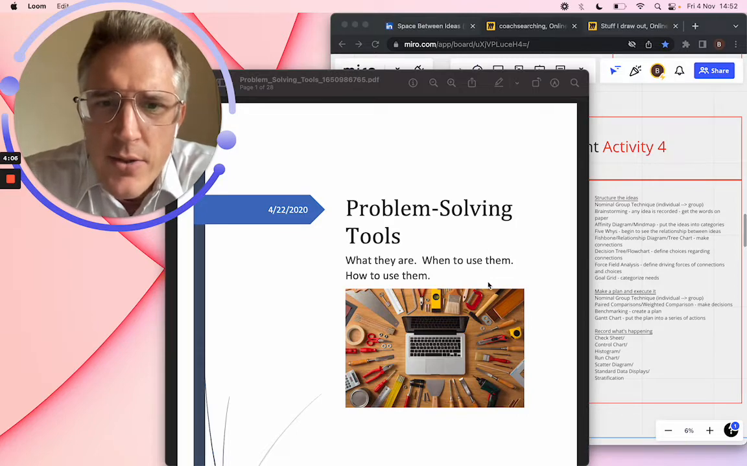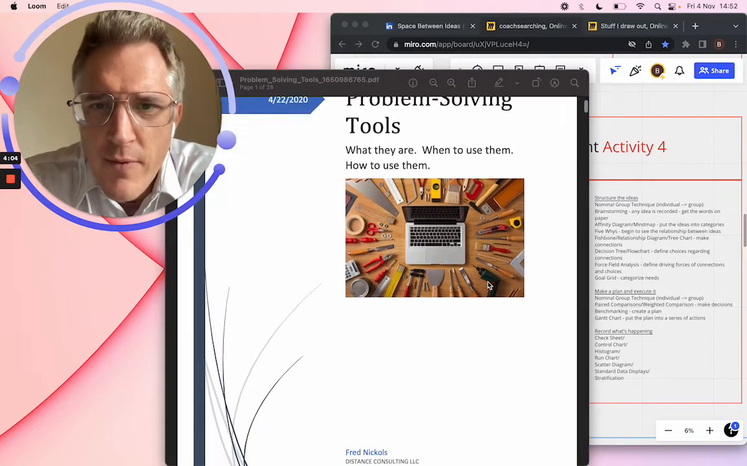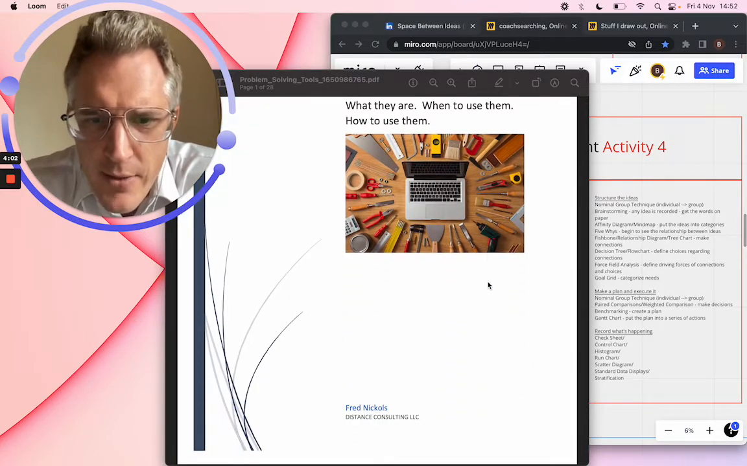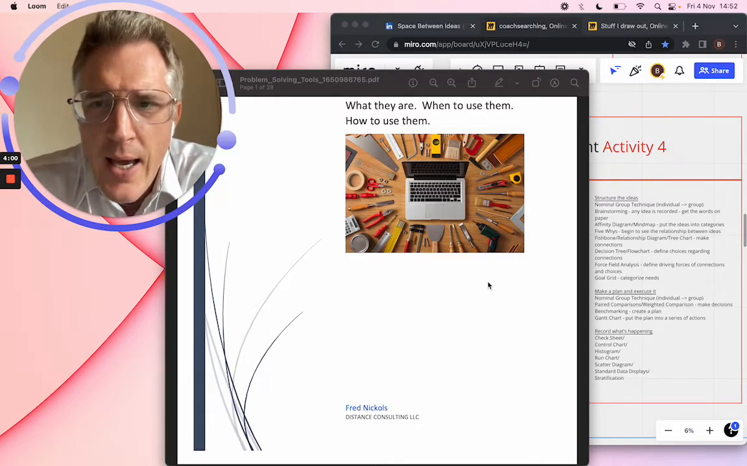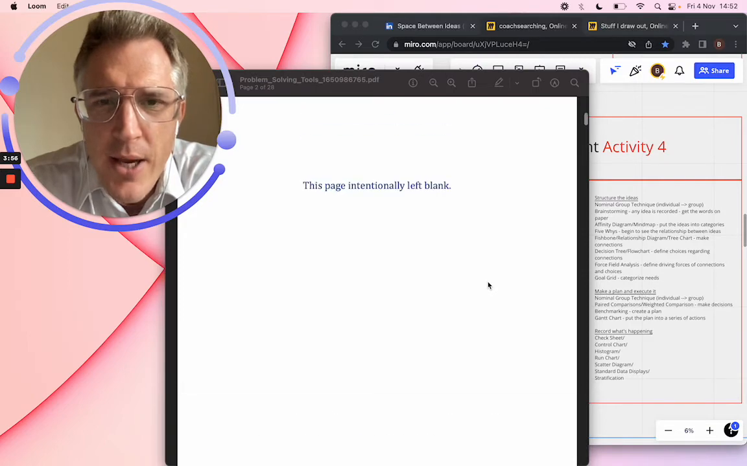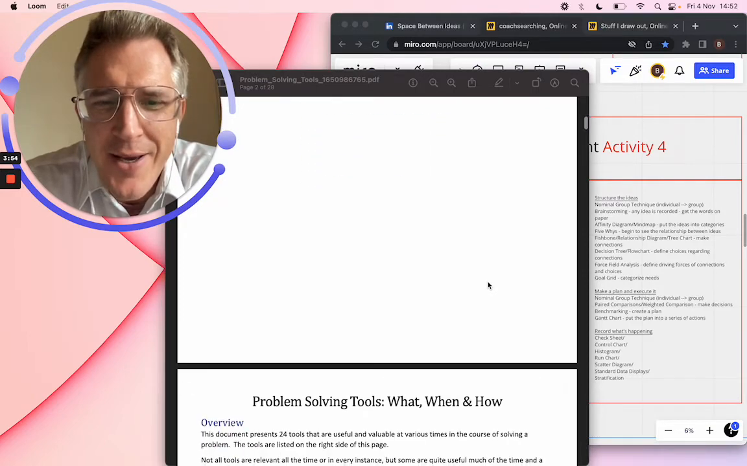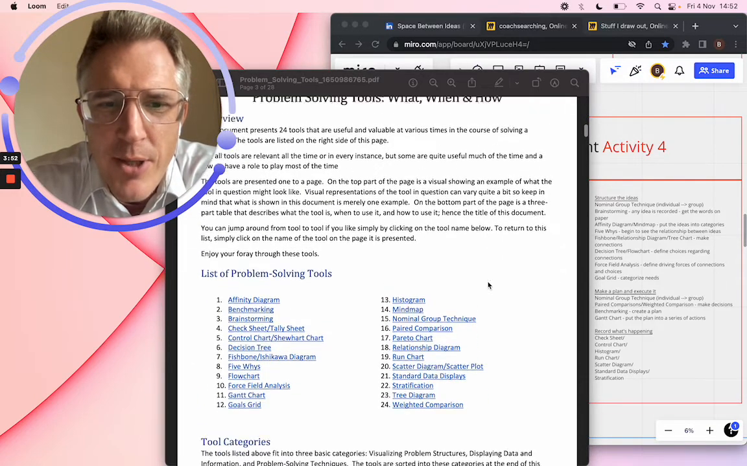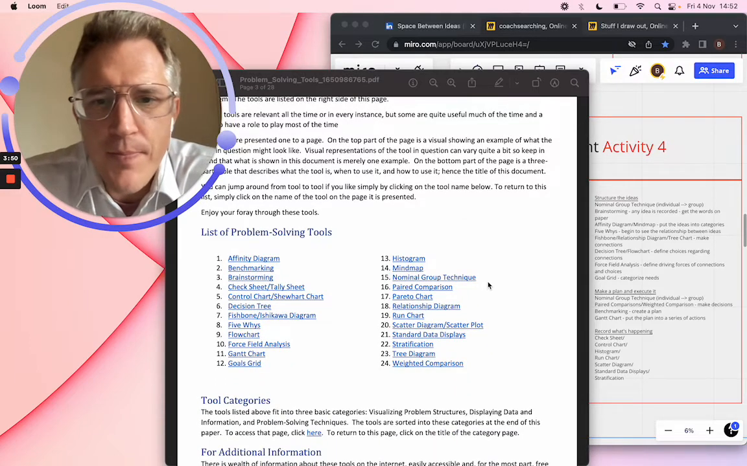Now, he introduced me to this document called Problem Solving Tools by Fred Nichols. And the interesting thing about this document is that it has a page intentionally left blank, and also it has a bunch of problem solving tools.